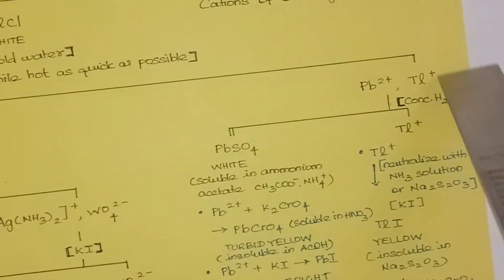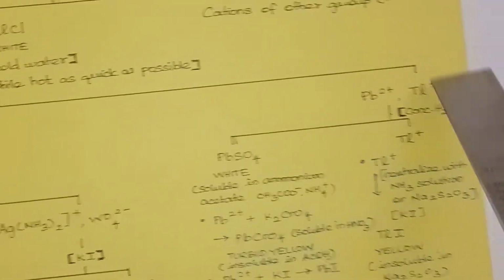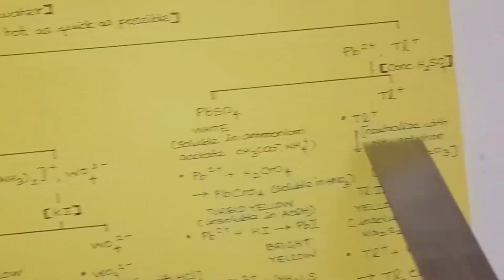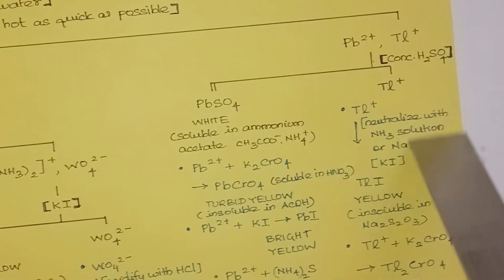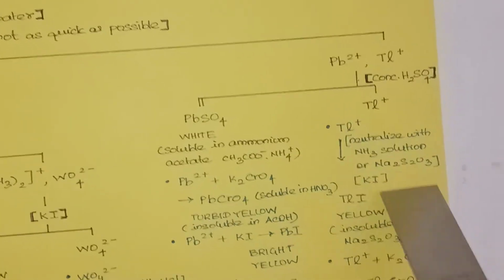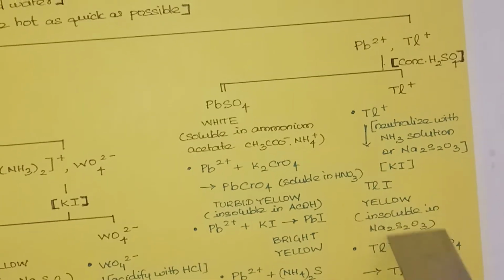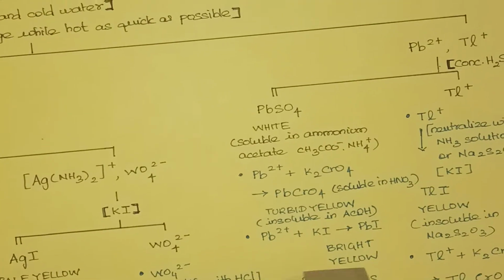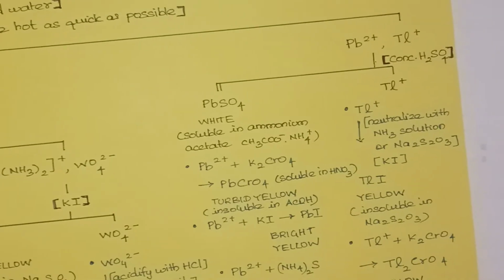If you are not getting a white PPT, but on cooling a white colored PPT reappears, it might be thallium. Now you have added sulfuric acid, right? In order to neutralize that, you can add either ammonia or sodium thiosulfate. After neutralizing this medium, you just add potassium iodide. You will get thallium iodide, which is yellow in color, insoluble in sodium thiosulfate. Here you see, lead iodide is soluble in sodium thiosulfate, thallium iodide is insoluble in sodium thiosulfate.